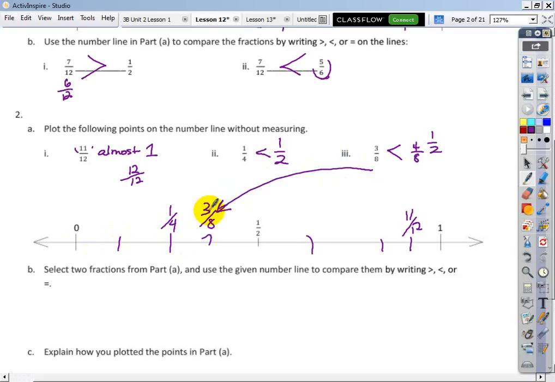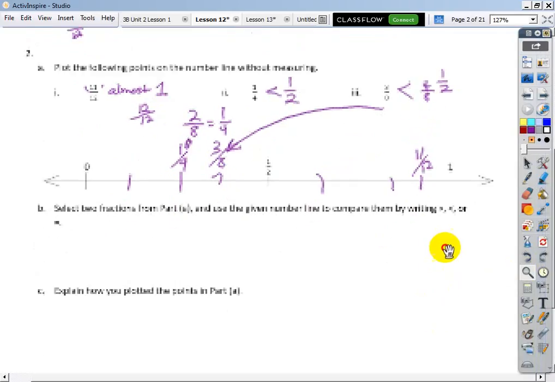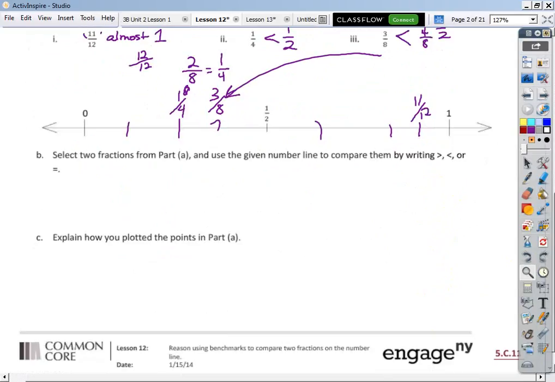Because 2/8 is equal to 1 out of 4. So that's actually 2/8 and 1 out of 4 right there. So 3/8 is one more eighth over it. Let's take 2 of them up here to compare. So we know 11/12 is way up here. So we know 11/12 is greater than anything down here, like 1/4.